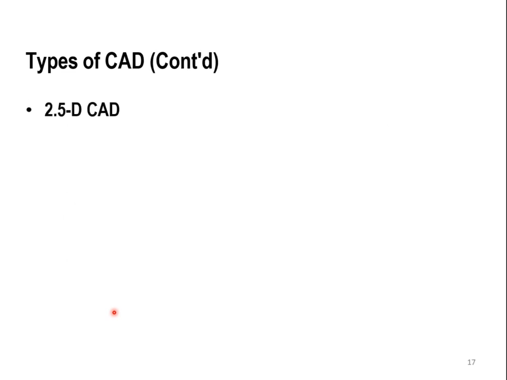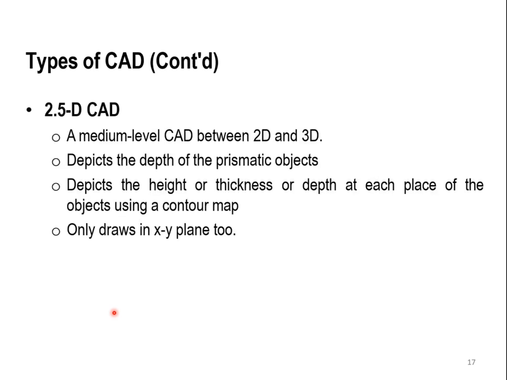So we can also have the 2.5-dimension CAD. This is a medium-level CAD between 2D and 3D. It depicts the depth of parametric objects, and depicts the height, thickness, or depth of each place of the object using a contour map, and it only draws in the XY plane too. So it's going to be 2.5, but it's not going to go to the Z direction.